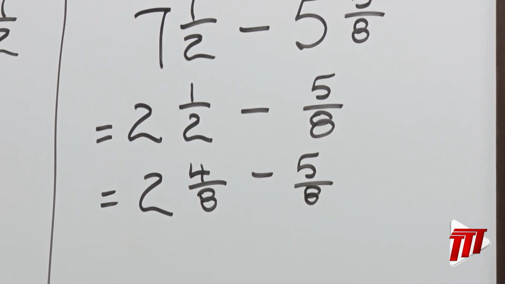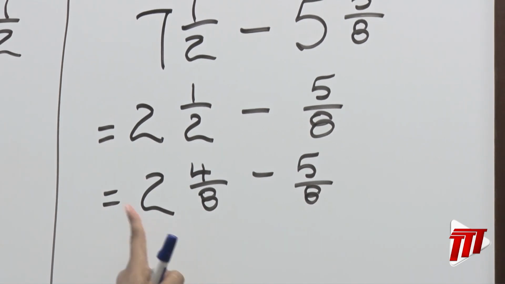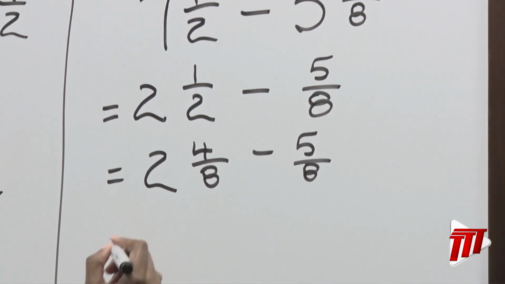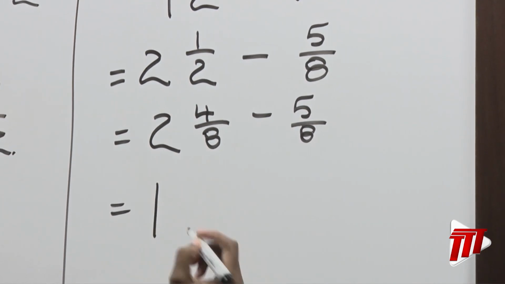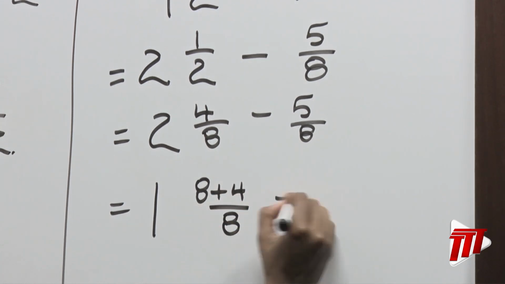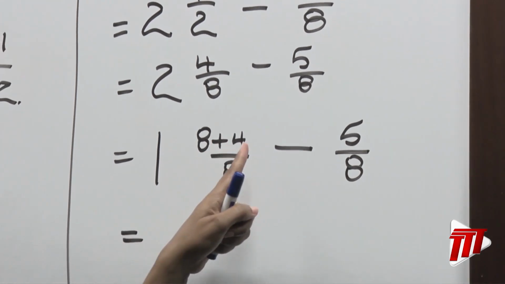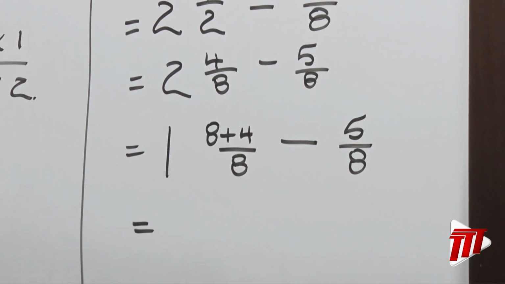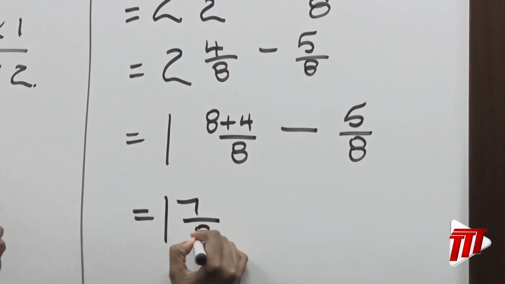Since 5/8 is a bigger fraction than 4/8, we need to do some regrouping. 2 can be written as 1 and 8/8. So this 2 we can now write as 1, and the 8/8 can be added to the 4. We now have 8 and 4, 12/8. And 12/8 subtract 5/8, we have 1 and 7/8.